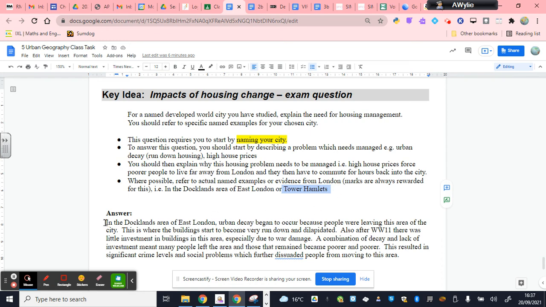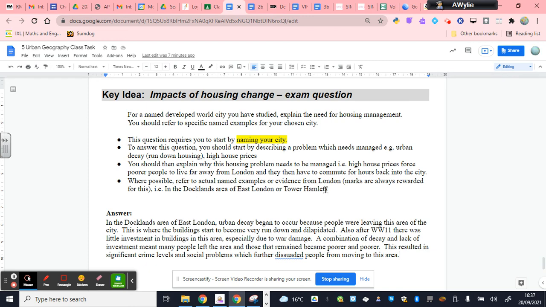So in our answer, you can see in the Docklands area of East London. Now that's a named example within a city, so that would get you a descriptive credit for naming it, along with the 2 points about people leaving because of decay and people also leaving because of significant crime levels and social problems. Now there are lots of different ways you can word this, but this paragraph would be rewarded for 3 marks.